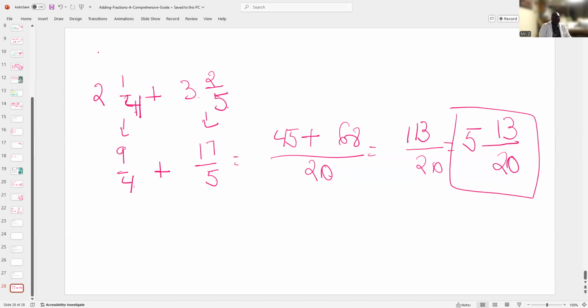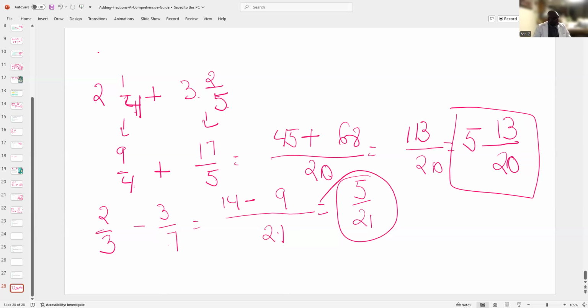Now, let's review how you can subtract. Same concept: 2/3 minus 3/7. Find the common denominator of 3 and 7. You got 21. 21 divided by 3 is 7, times 2 is 14. 21 divided by 7 is 3, times 3, you have a 9. 14 minus 9, you will have a 5 over 21.